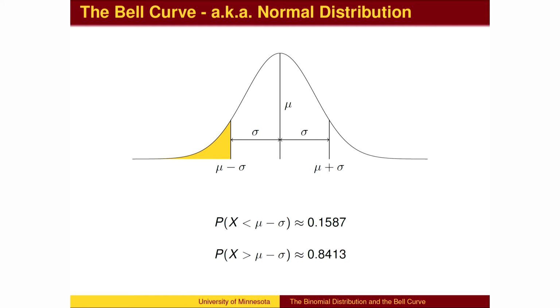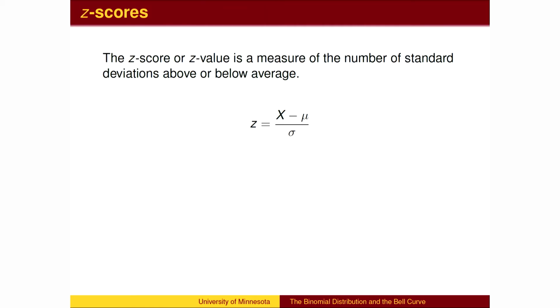By symmetry, 15.87% of the population falls below mu minus the standard deviation. These values come from the standard bell curve, also called the standard normal distribution. The standard normal distribution has a mean of 0 and a standard deviation of 1, so that the value being looked up is the number of standard deviations above the mean.